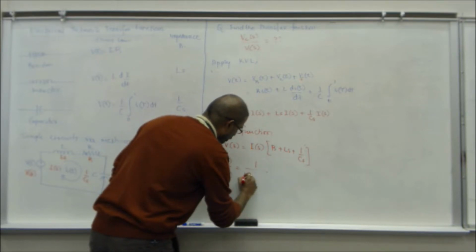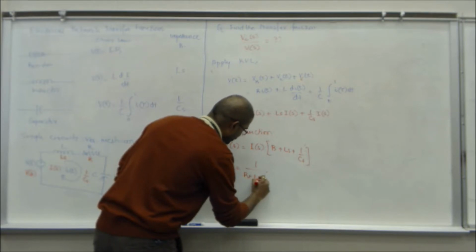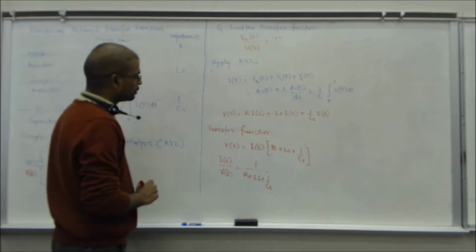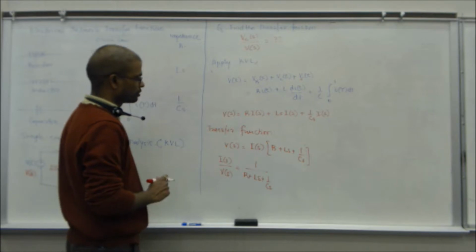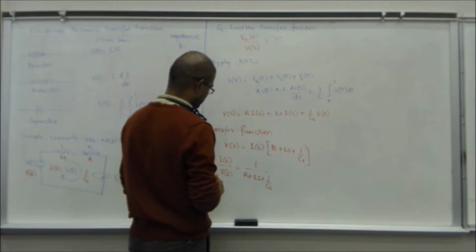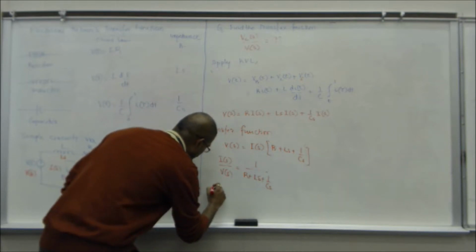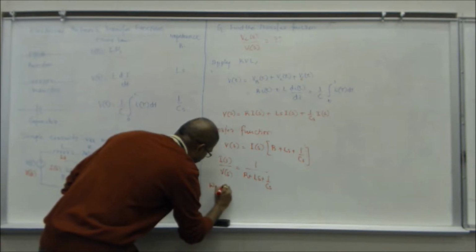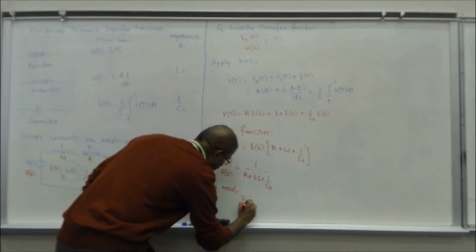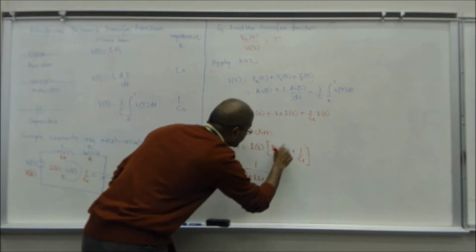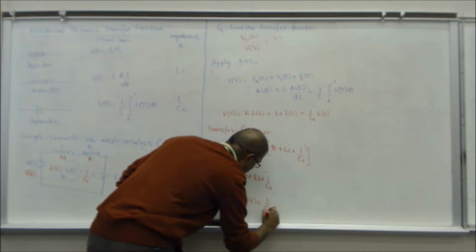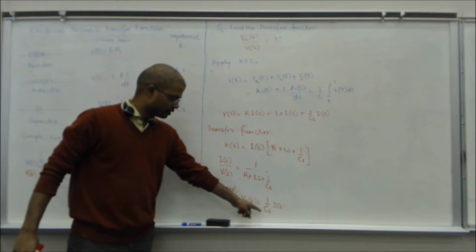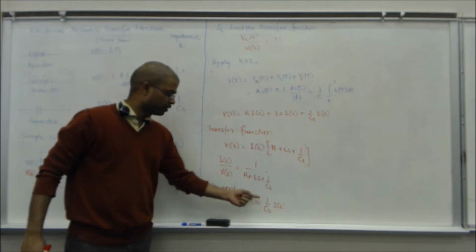What do we need? We need VC(s). And what is VC(s)? VC(s) is 1 over CS into I(s). So what I'll do is multiply each side by 1 over CS.